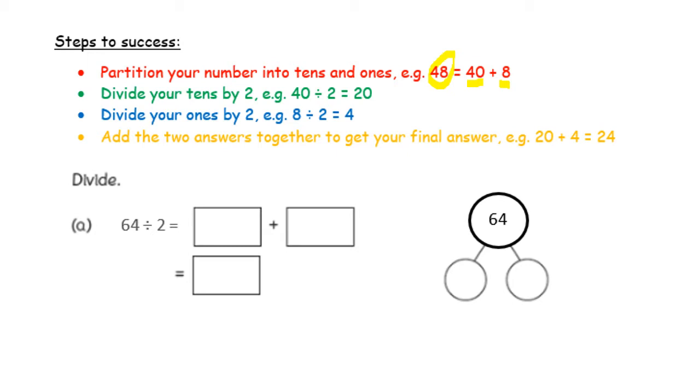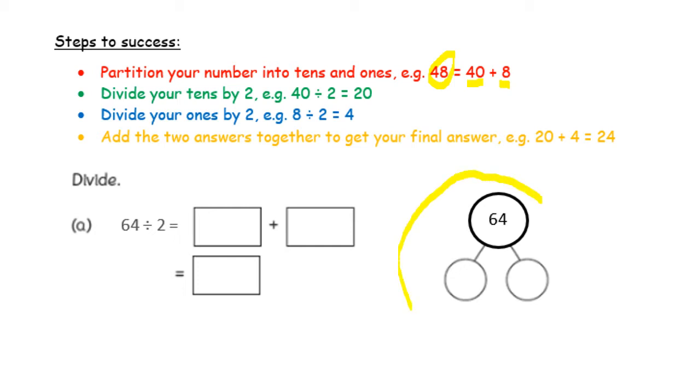And then divide your ones by 2. So 8 ones divided by 2 is 4. Now you just need to add your answers together and you'll have your final answer. So 20 plus 4 is 24. So now we know how to do it. Let's do it with the first question on our paper.